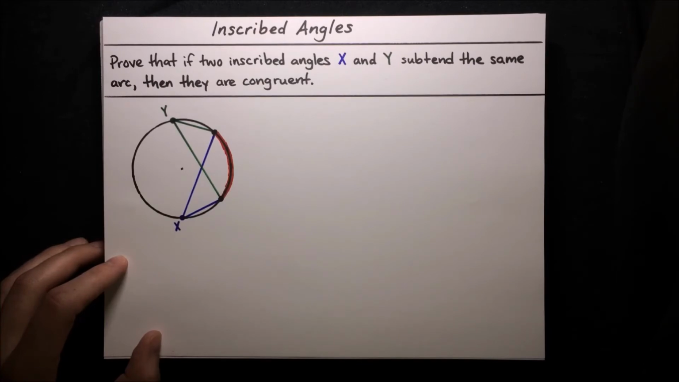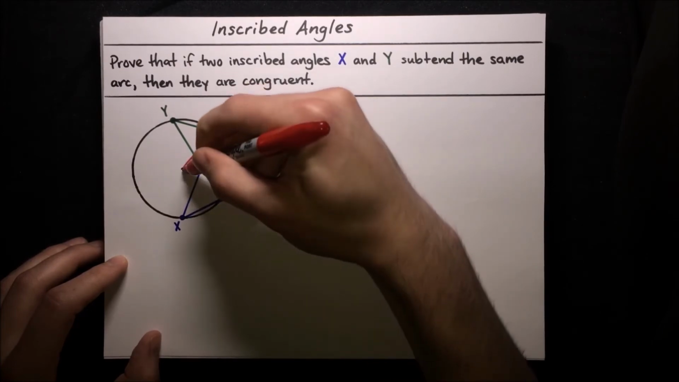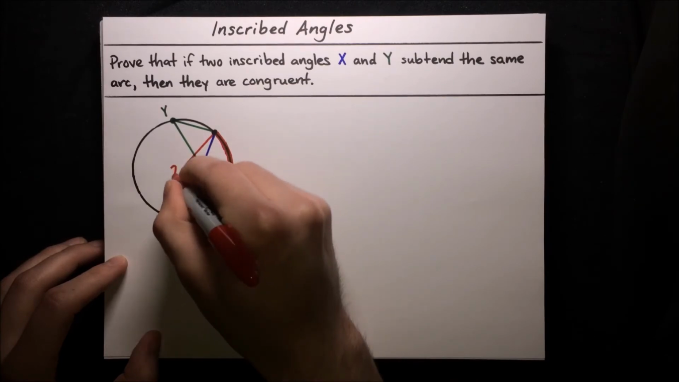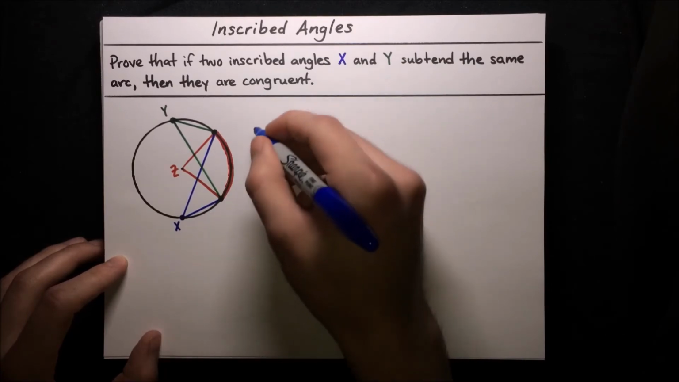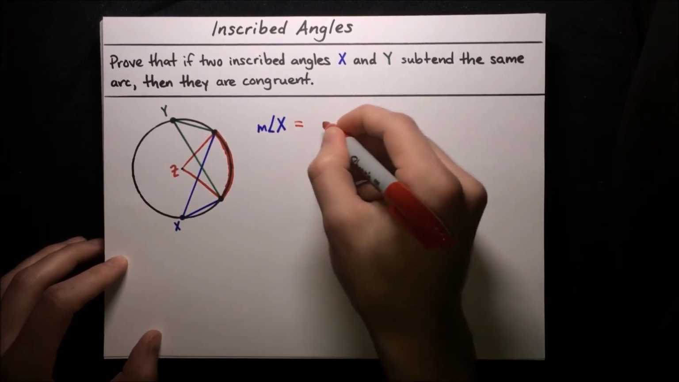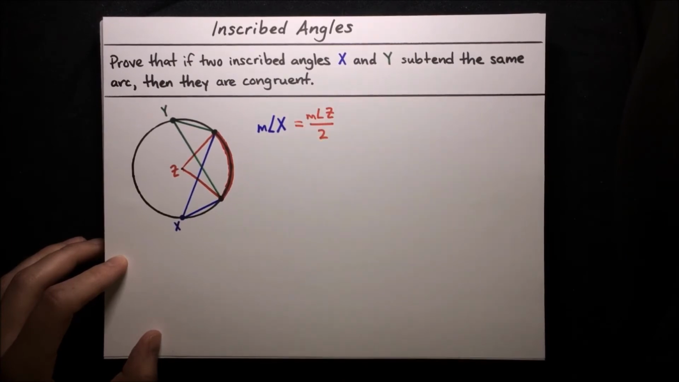Let's go ahead and construct a central angle which subtends the same arc. So we'll have it going from the center to each endpoint of the arc, and then we'll call that z. Now, since the measure of an inscribed angle is half the measure of a central angle which subtends the same arc, we have that, for example, measure of angle x is equal to half the measure of angle z. So measure of angle z over 2.